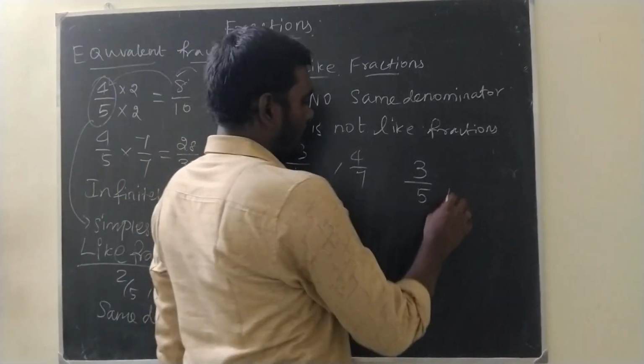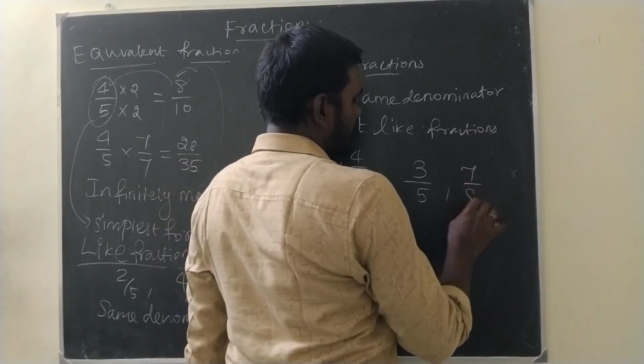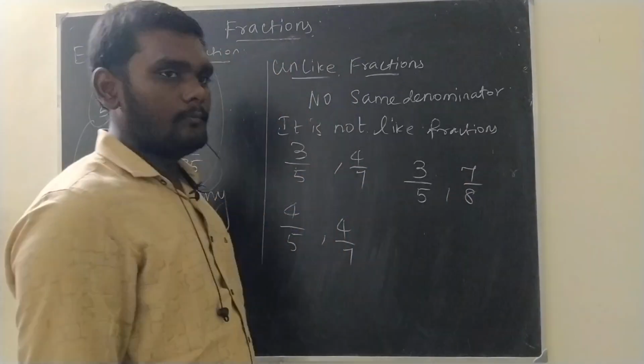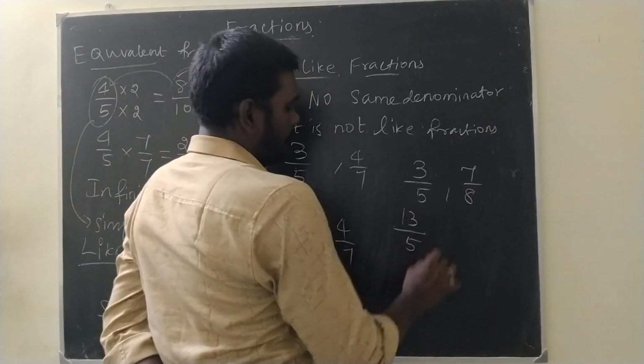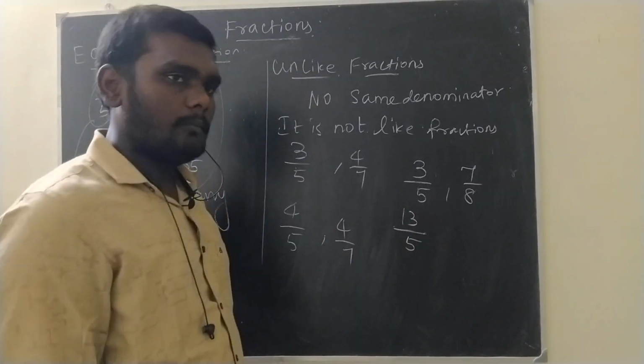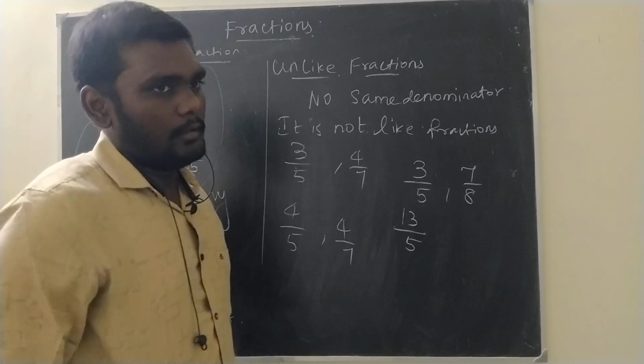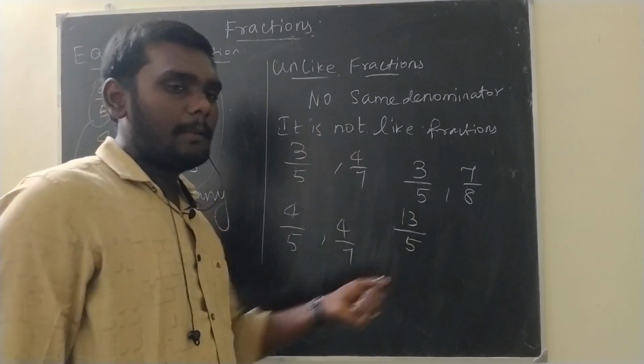For example, 3 by 5, is it proper or improper? Proper. What about 7 by 8? Proper. 13 by 5? Improper. Okay, so these are all the types of fractions.